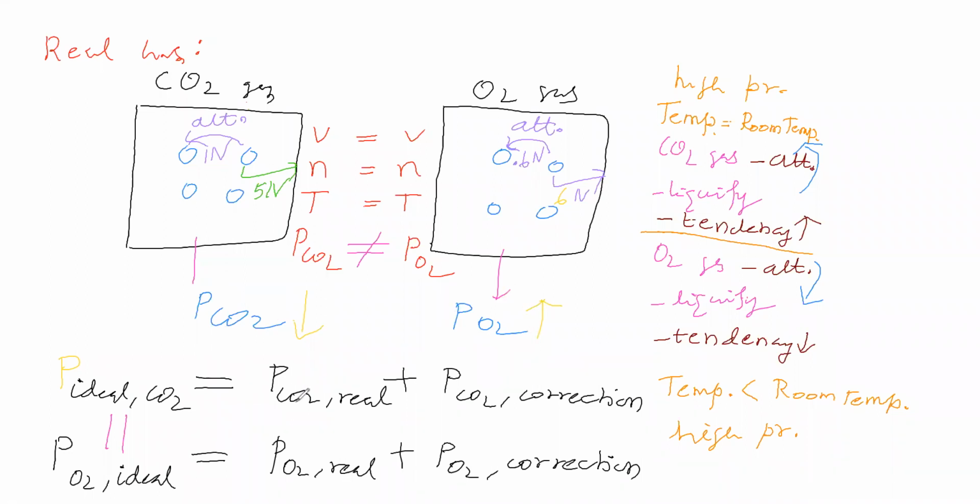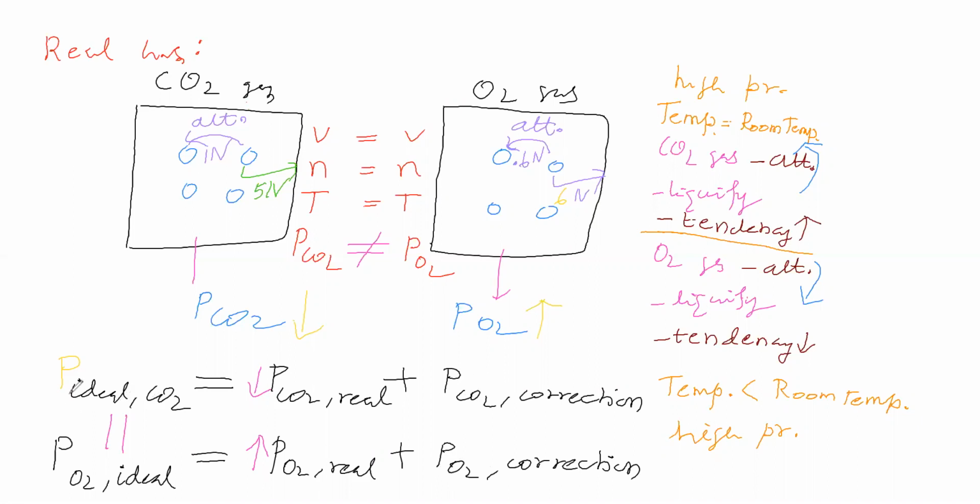Therefore, the pressure exerted by carbon dioxide gas is practically lower, and the pressure exerted by oxygen gas is practically higher. Okay. Now say how the pressure correction of carbon dioxide and the pressure correction of oxygen will be.